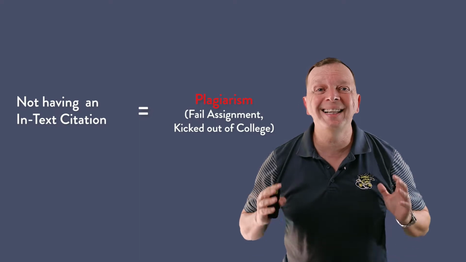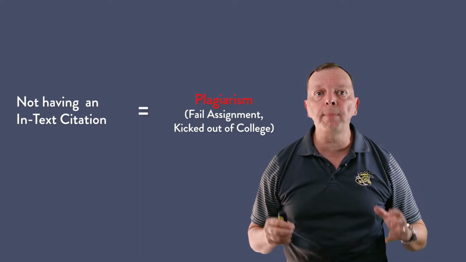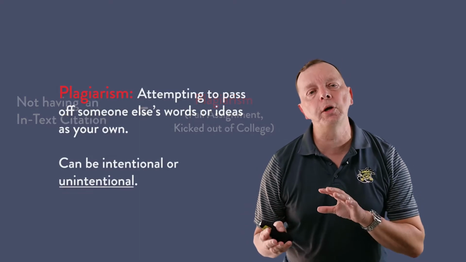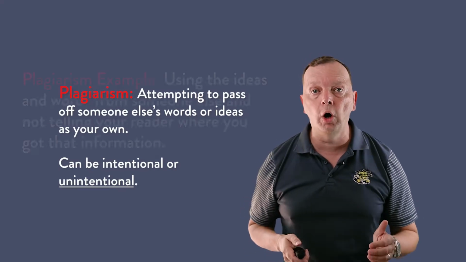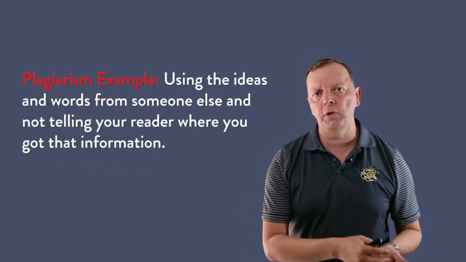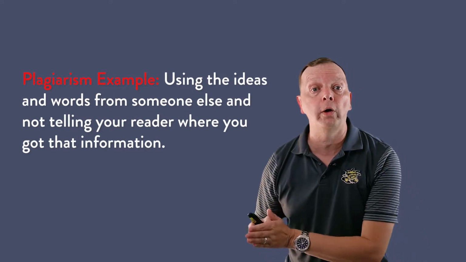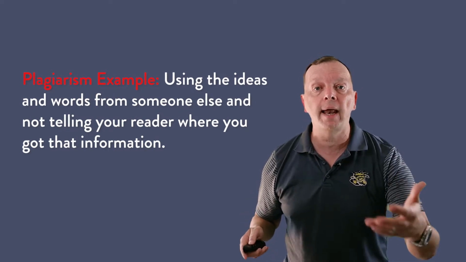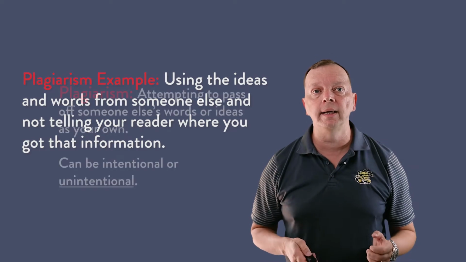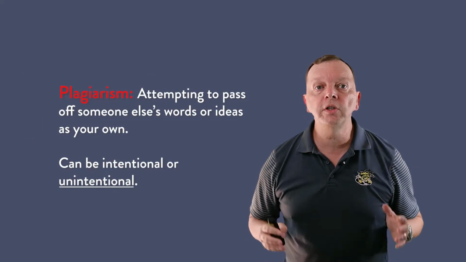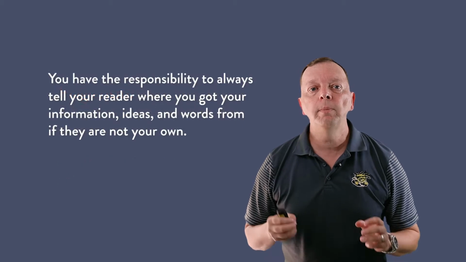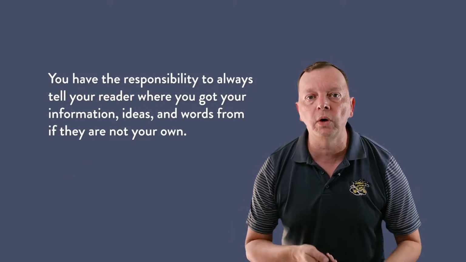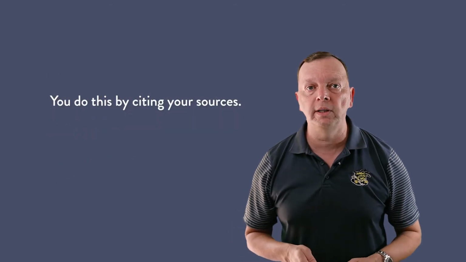However, missing even a single in-text citation in your paper is plagiarism. Remember, plagiarism is attempting to pass over someone else's words or ideas as your own. So when you use information from a source but you do not tell your reader where you got it from, they may believe that these are your words and ideas. It's important to understand that plagiarism doesn't need to be intentional. The writer has a responsibility to make sure that every use of a source in a paper has been properly cited. And plagiarism is a big deal.